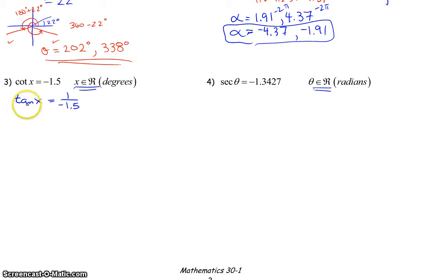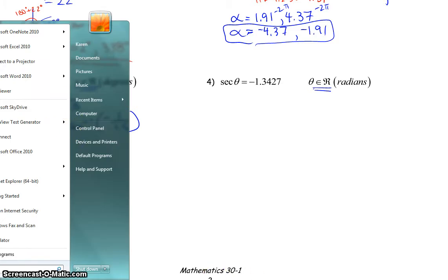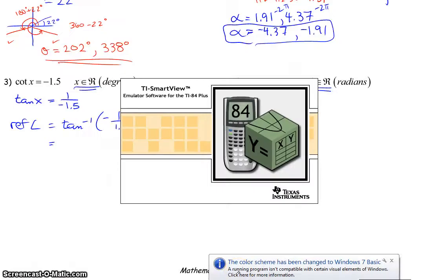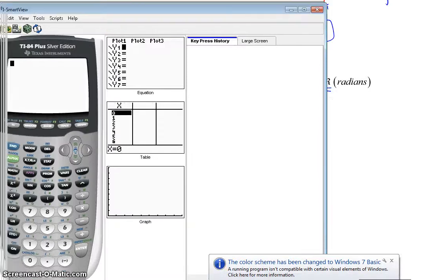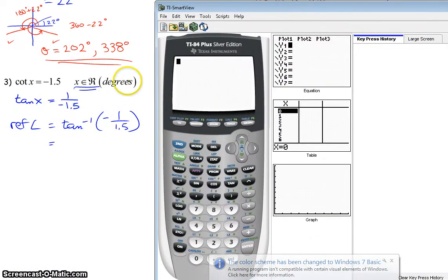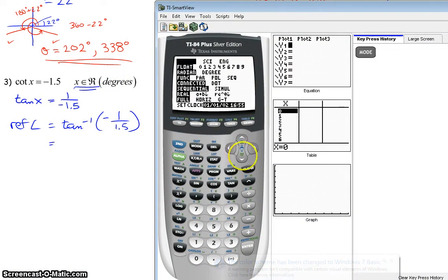And there we go. Now we can get at the x by doing the inverse tan, and we'll go after the reference angle first. So the reference angle would equal the inverse tan of negative 1 over 1.5. Okay, so let's bring up the calculator. And what mode should we be in on this one? Hang on one second. Degree mode, right? Okay, so let's check our mode. Nope, we're in radians. Okay, so over to degree, hit enter.